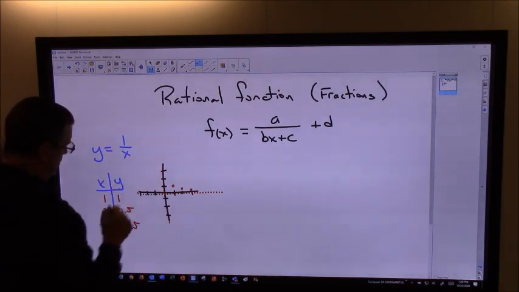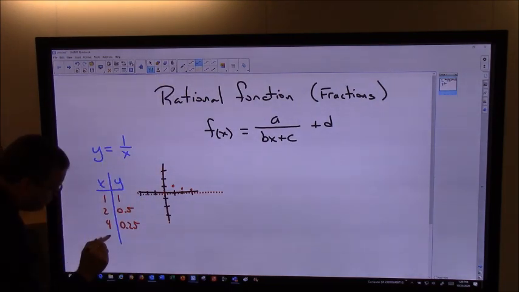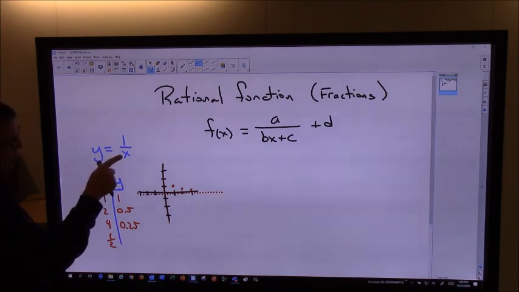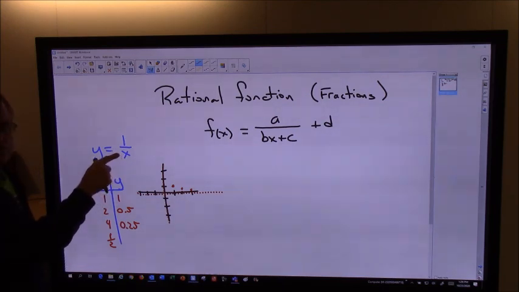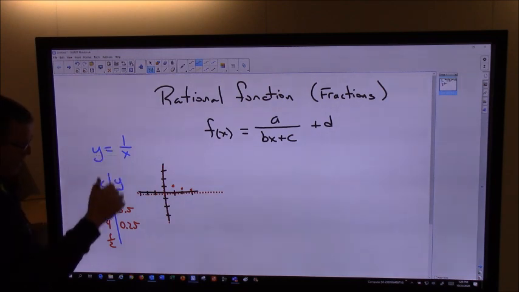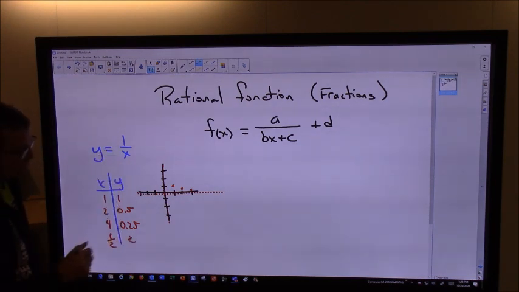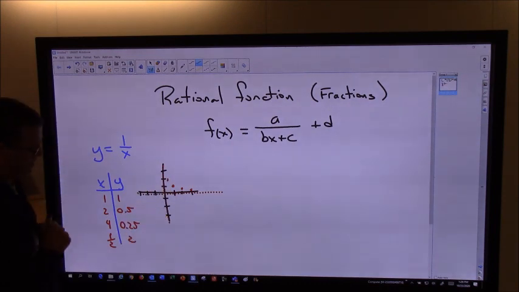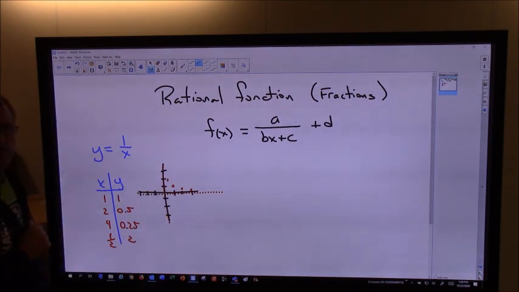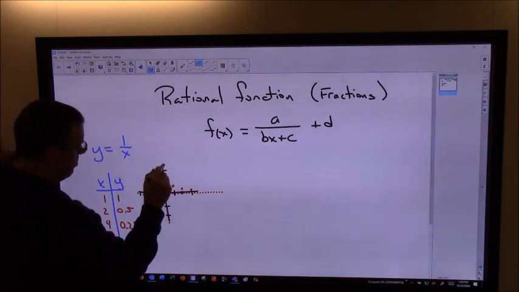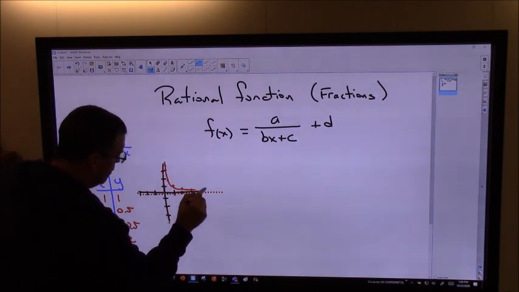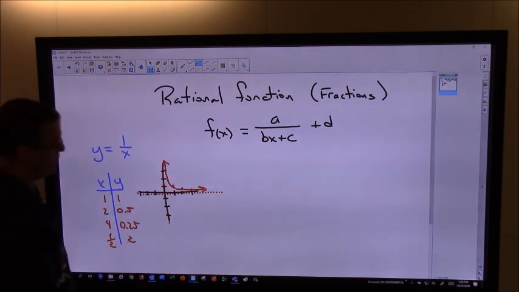Now, what if x equals 1/2? If I put the fraction 1/2 here, since we're dividing, you got to flip it over and multiply, and what I get is 2. So at 1/2, we're up here at 2. What if I do 1/4? Flip it over, you get 4. So now we're up here somewhere. So what we get is this curve that looks like this.